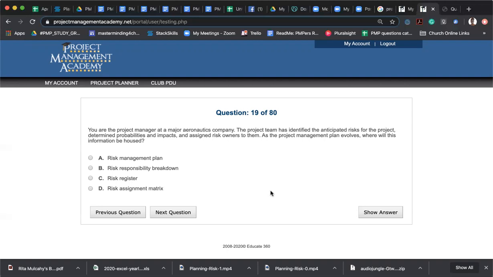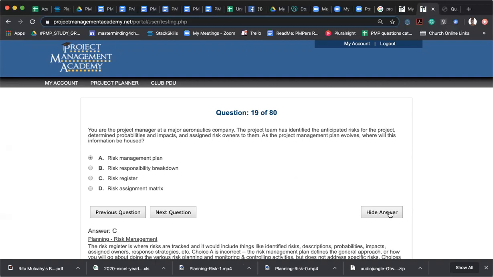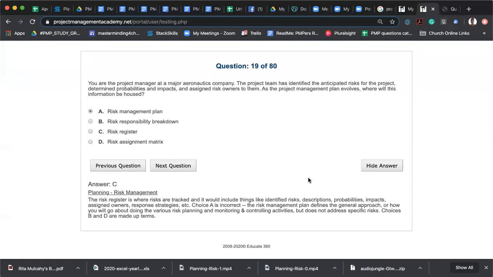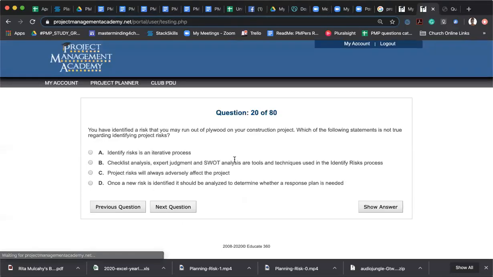I think I'm gonna go with risk management plan. Yeah, I think that's the answer. Ooh, risk register. Oh God. The risk management plan is not as specific. Yeah, B and D were basically made up. I think something like this came up yesterday. I got the same wrong answer yesterday too. I will finally get this right. All right, 20. Fair enough.